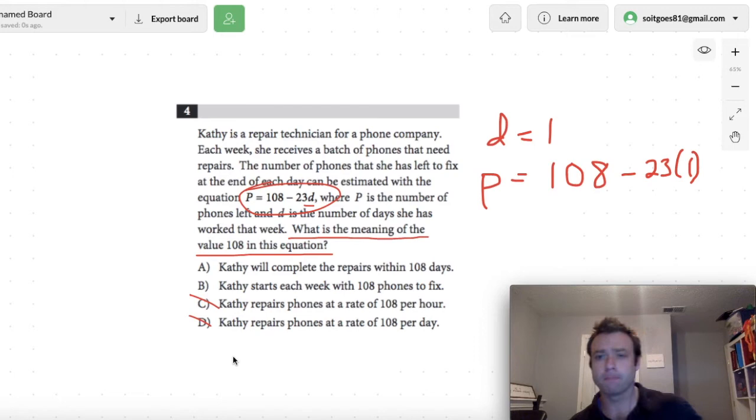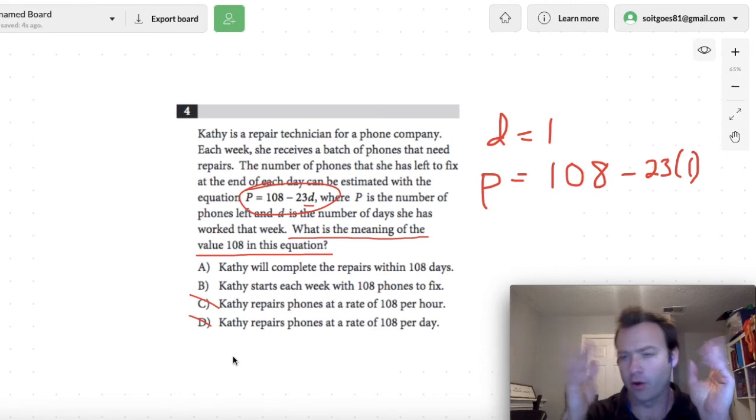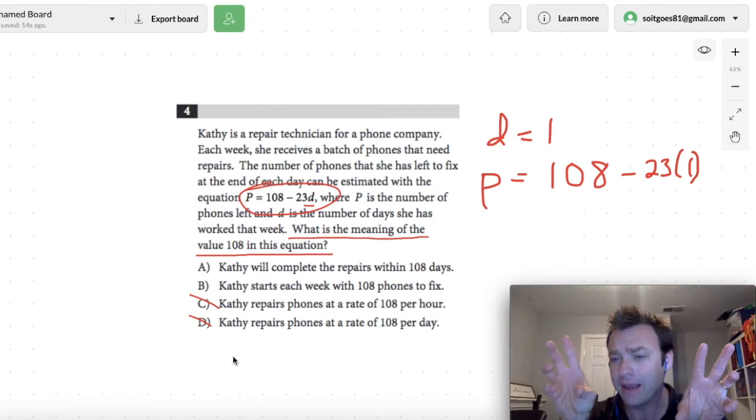I want you to stop and take a look at that, Caden. Does that make sense what I've done here? Yes. Okay, I'm just plugging in that one in place of D. And don't just say, okay, I plugged in one for D, right? Think about what it means. This means Kathy has worked one day.